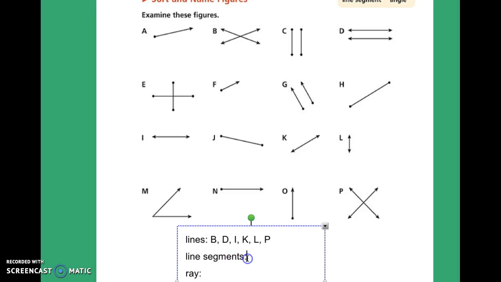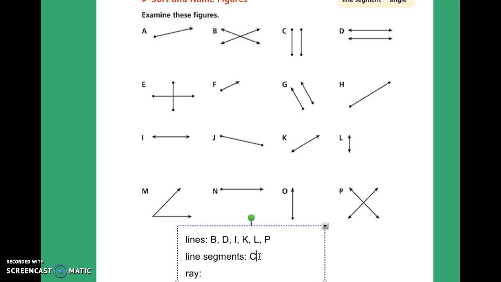For the next one, we're looking for line segments. Now remember, line segments we represent by drawing a line and then having a point on both ends. So I'll give you the first example, and then I want you to go ahead and try to find the rest. The first example of a line segment is C, because there's 2 points that do not go on in either direction. So go ahead and select all of the choices that are line segments.